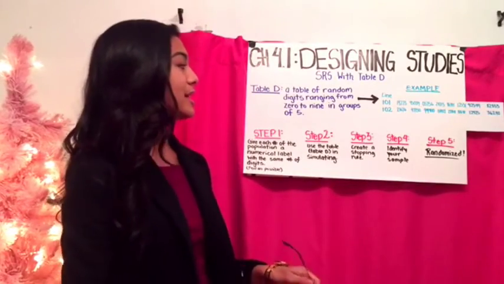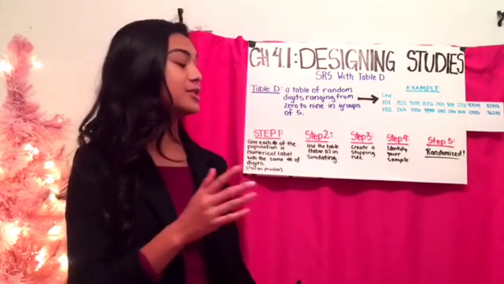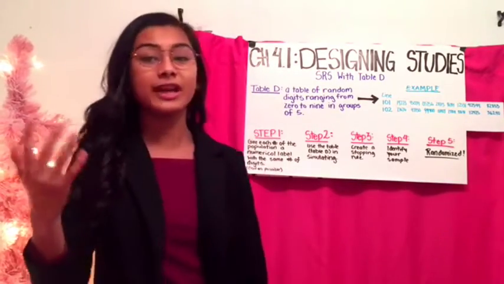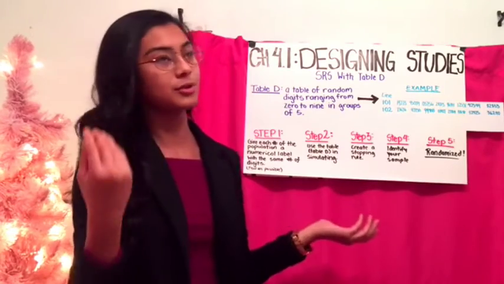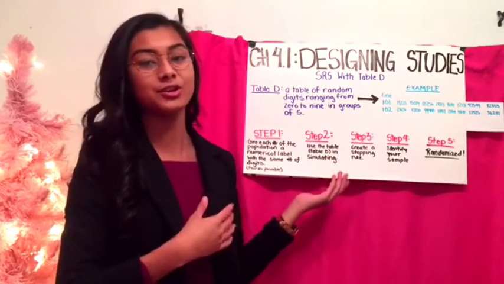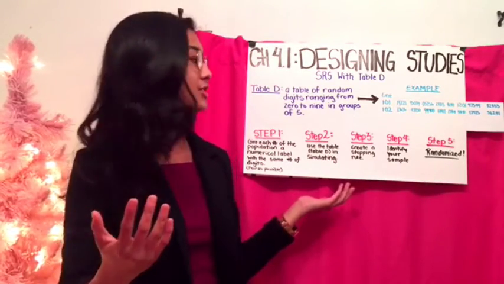Table D is a table of random digits ranging from 0 to 9 in groups of 5. You can use a calculator to output random numbers, but using Table D, you can manually look it up at the back of the statistical book.